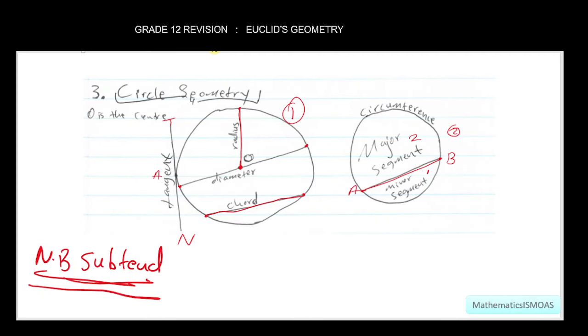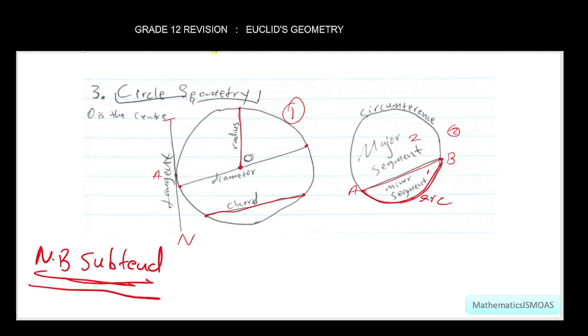Then we also have what we call the arc. An arc is a smooth curve that is joining 2 end points. So let's take the end point A and the end point B. Therefore, this red curve that is joining the endpoints A and B, we call an arc. A smooth curve joining the endpoints.